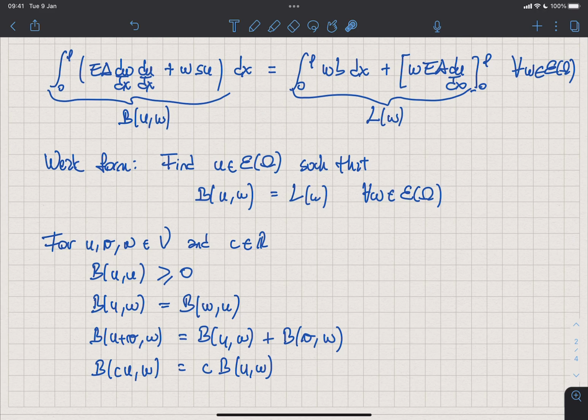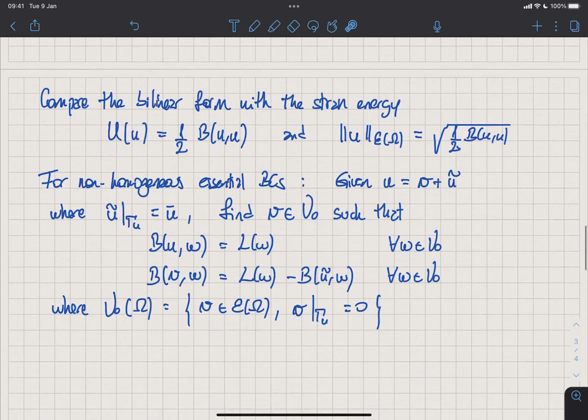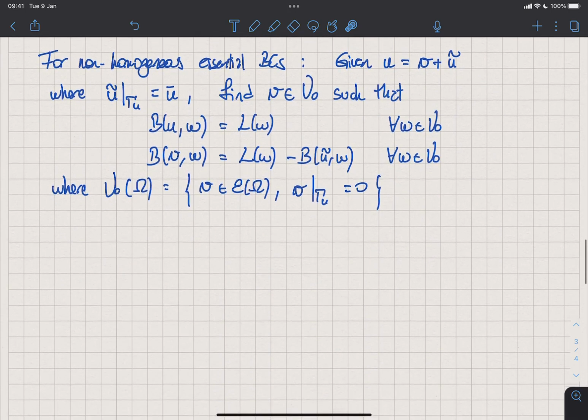So all we did, if say we have non-homogeneous essential boundary conditions, is I just decided to write the solution. So my trial solution U is going to be just the addition of 2 functions, right? One function V that belongs to the same space of functions as the test function.